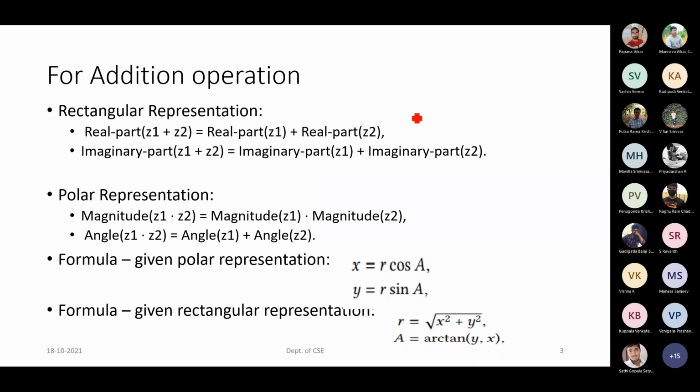So that means a complex number will be having two parts. One will be the real part, the other one will be the imaginary part. So real part, 3 is the real part, 4 is the imaginary part. Or we can consider 3 to be the magnitude, 4 to be the angle. Anyway, it can be considered.